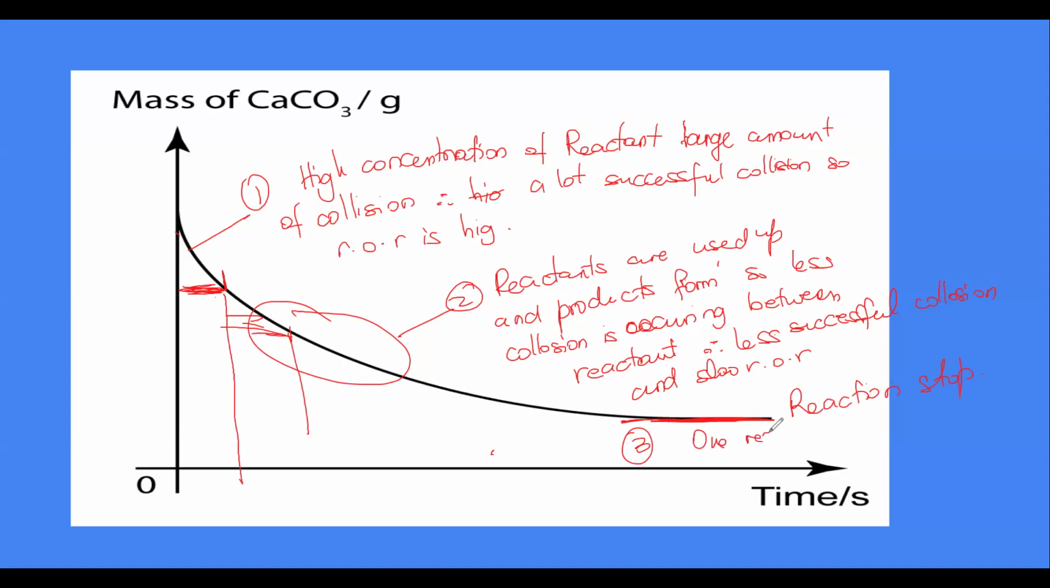Here, this horizontal section means the reaction stops. One reactant is used up. Therefore, there is no collision between reactants, so the reaction ends. All right, so that's what's happening there.